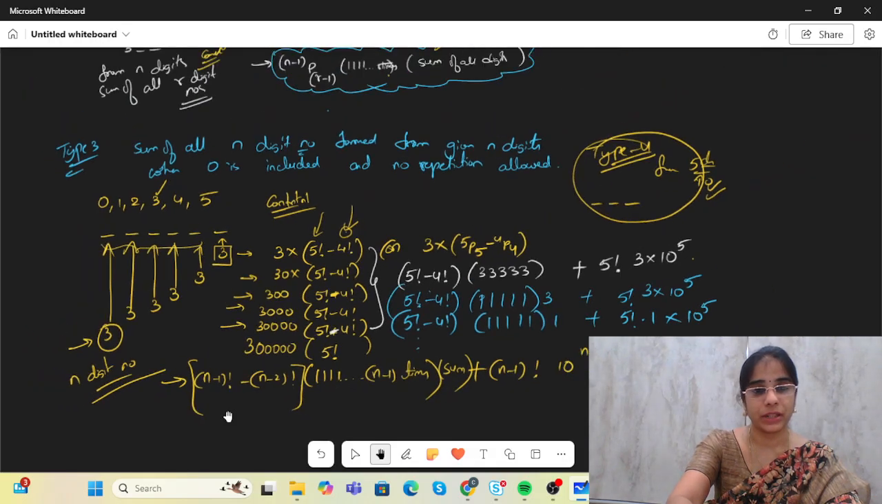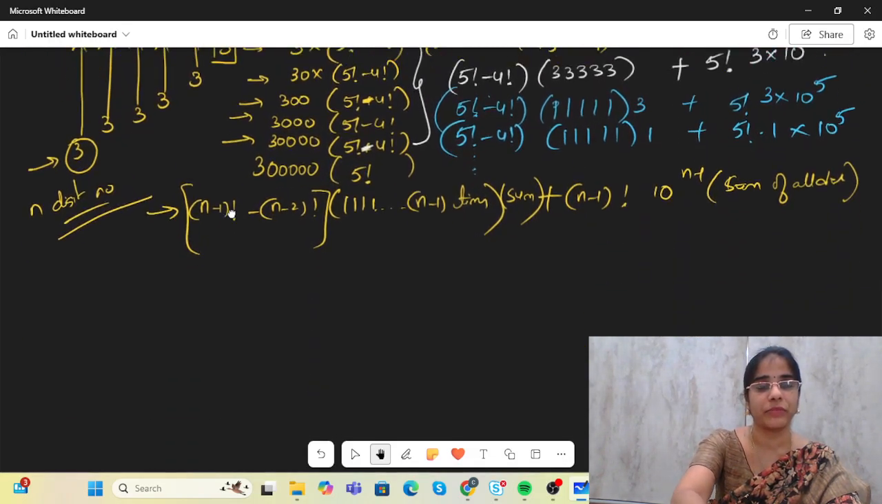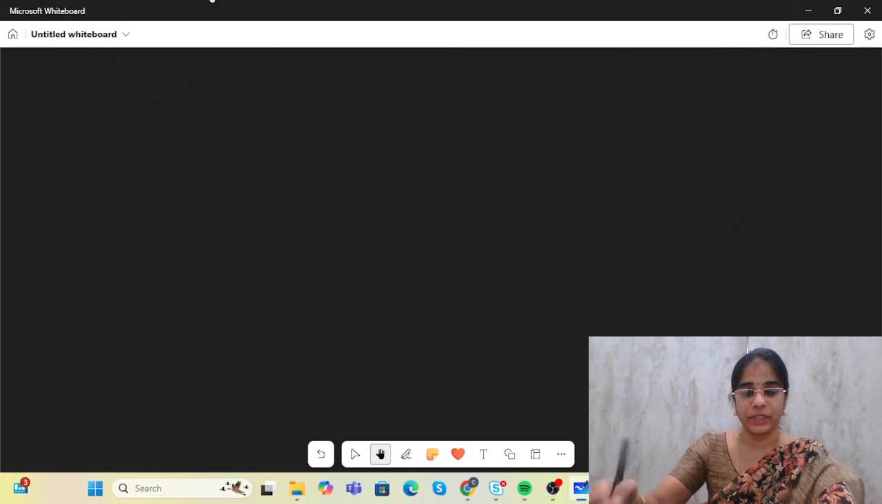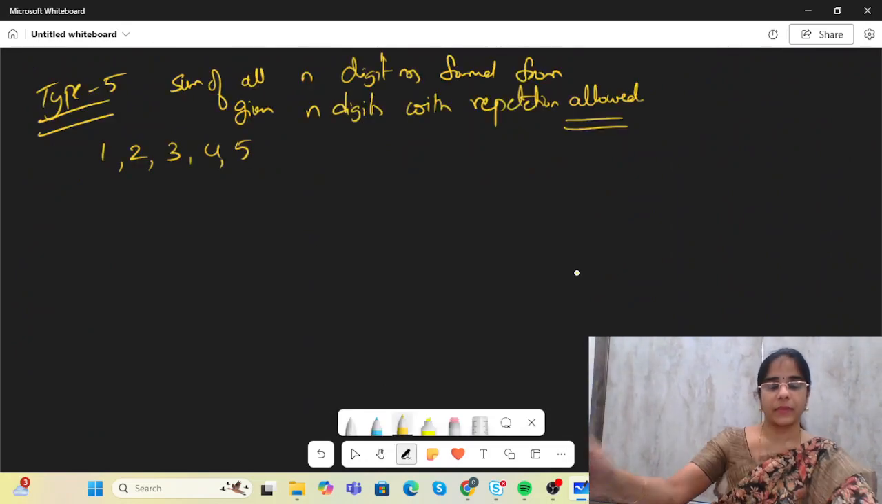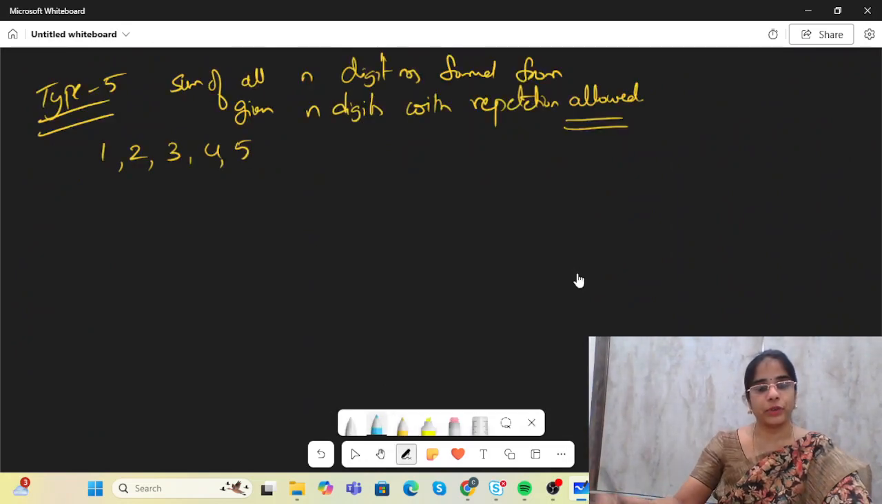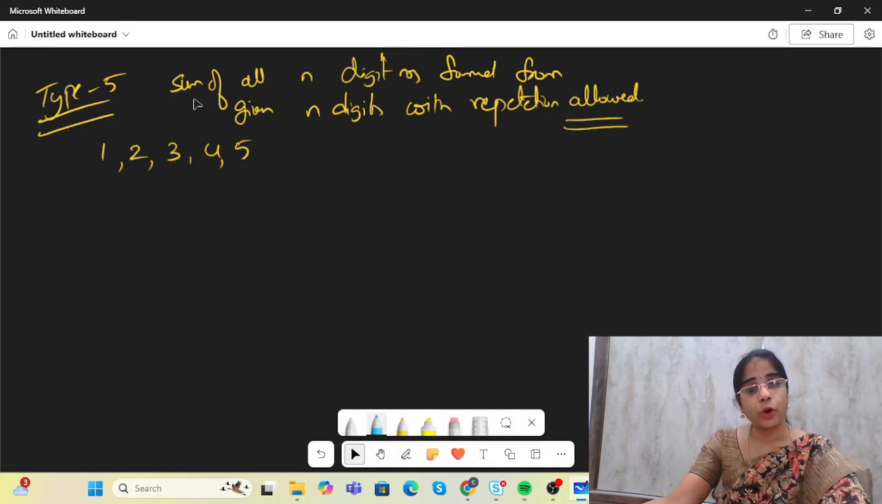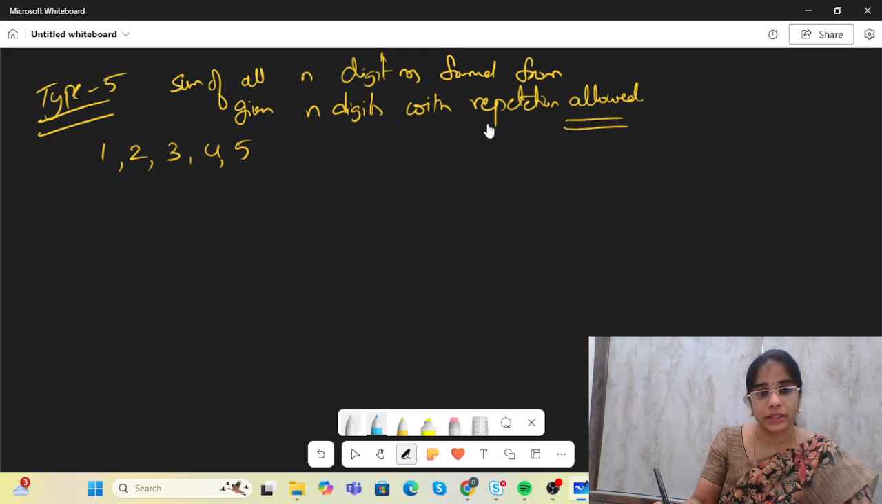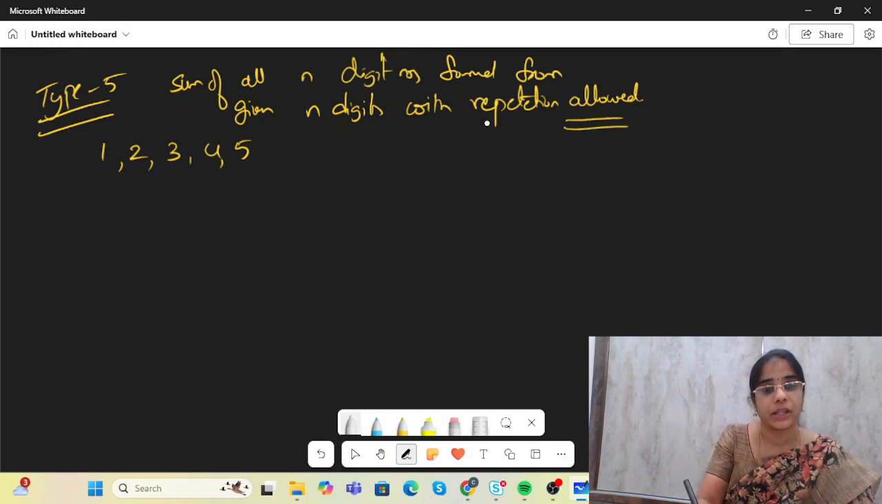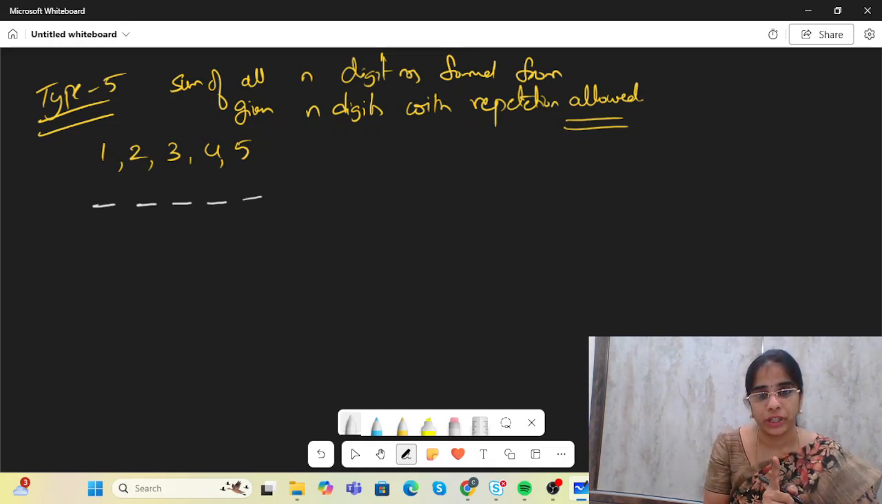Right? Next, what about type 5? So what is it that we are taking? Now, type 5 is the sum of all the given n-digit numbers formed from the given n digits when repetition is allowed, right? So I can repeat my digit any number of times. So, with 1, 2, 3, 4, 5, I am writing numbers with all the given 5 digits, playing the game when repetition is allowed, right?